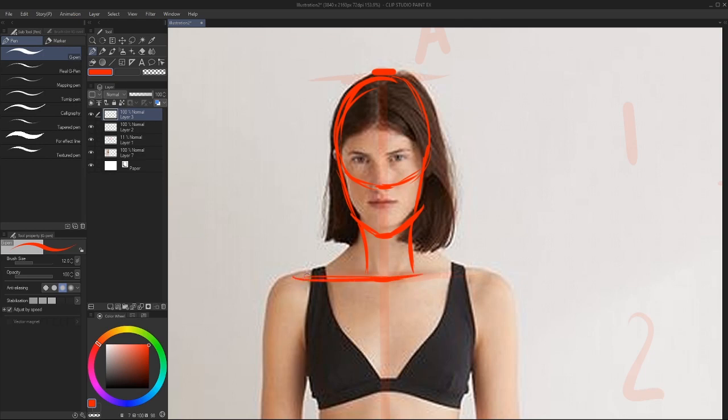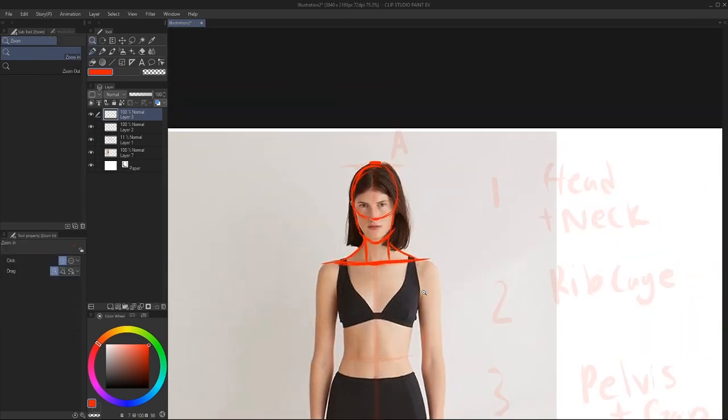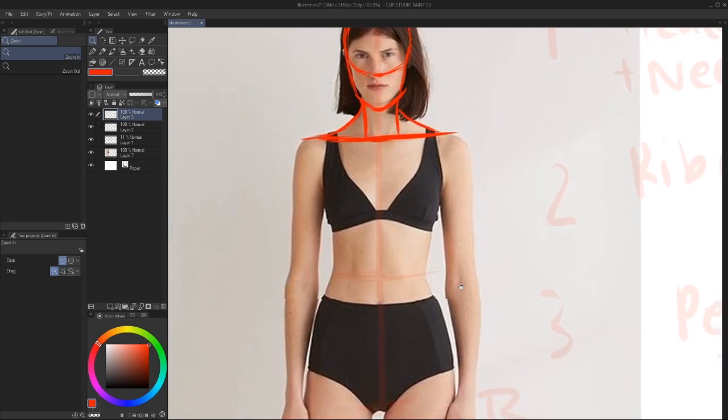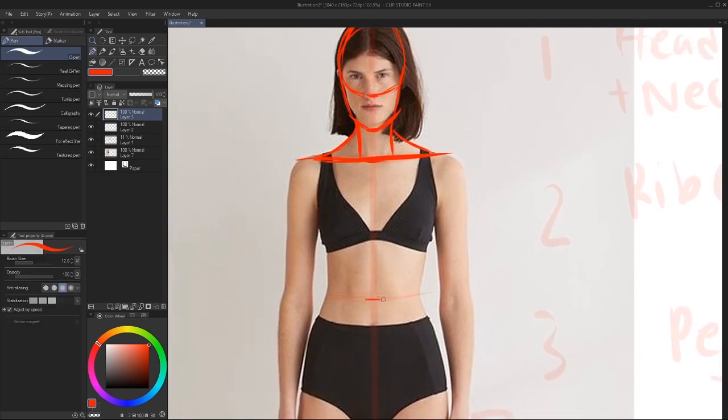So let me continue this horizontal line to further emphasize the end of the first area. So our neck goes straight down, but let's just indicate the neck muscles right here. So now we go to draw the second area. So we know this is the bottom of the second area, and this point right here is the beginning of the second area.